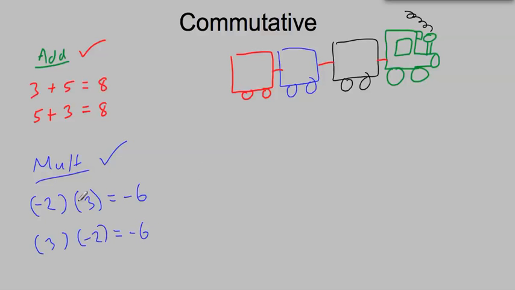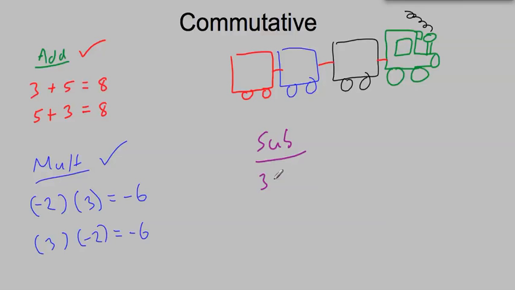I could rearrange the order of what's being multiplied. Even if I had 12 things all laid out, I could rearrange the order. When I multiply them all together, I'm still going to get to the same answer in the end. So again, let's look at subtraction though. Is subtraction commutative?